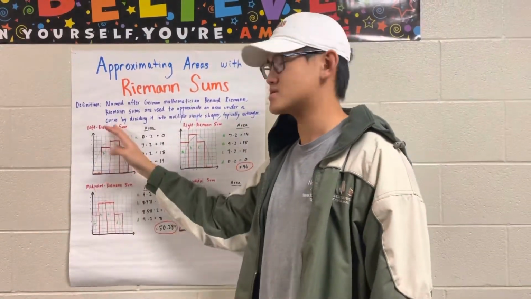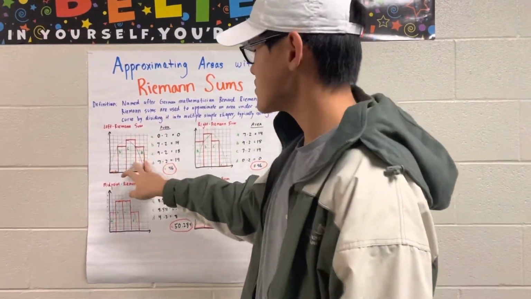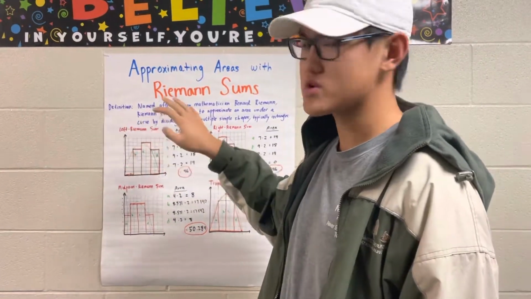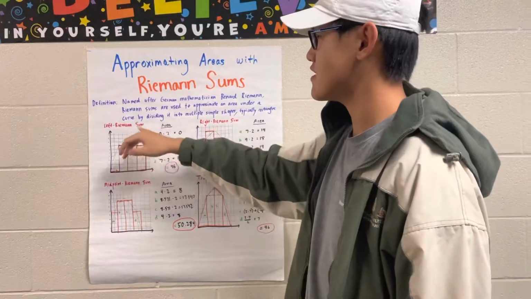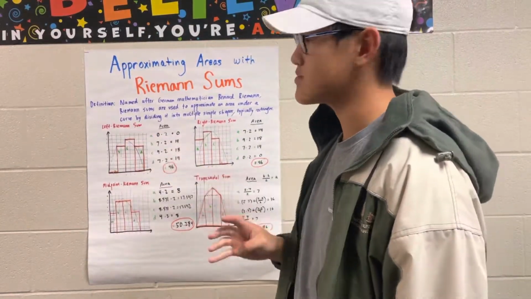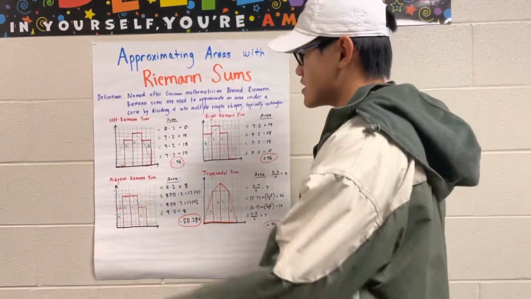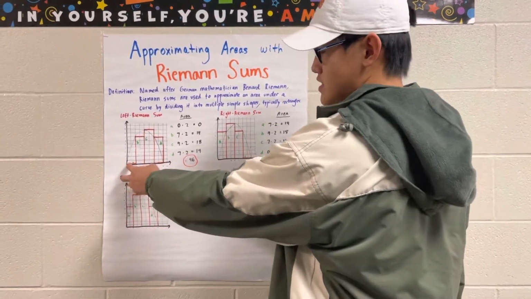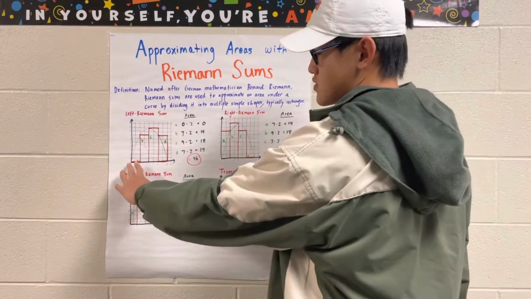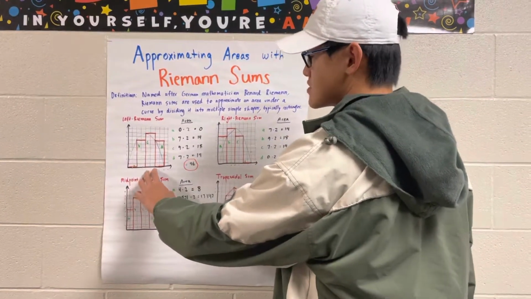Looking at the first example, we have the left Riemann sum. This question would be asking: approximate the area under the curve with the left Riemann sum using 4 subintervals. Knowing that, we need to know where it starts and where it finishes and divide this length into 4 different units. In this case, each unit would be 2.